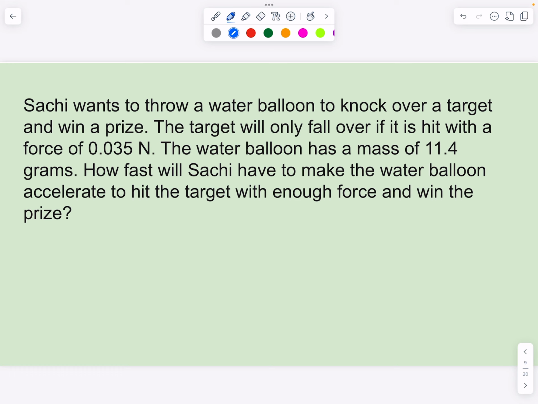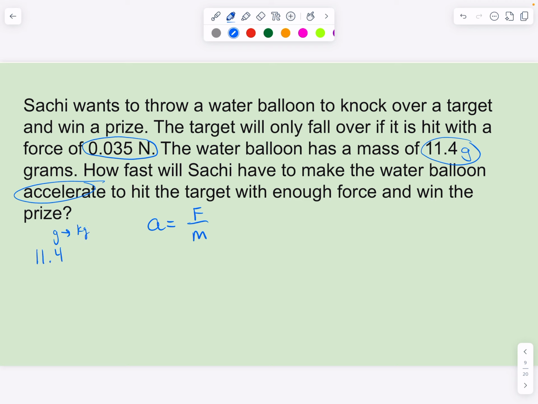On our next one, it says Sachi wants to throw a water balloon to knock over a target and win a prize. The target will only fall over if it's hit with a force of 0.035 newtons. The water balloon has a mass of 11.4 grams. That's critical there. How fast will Sachi have to make the water balloon accelerate to hit the target? So we are looking at acceleration. Acceleration is found by doing force divided by the mass. But notice that our mass in this case is 11.4 grams. We want to convert that into kilograms.